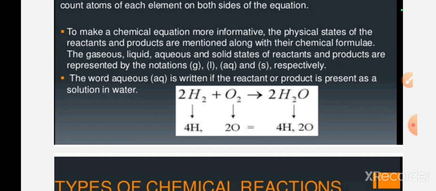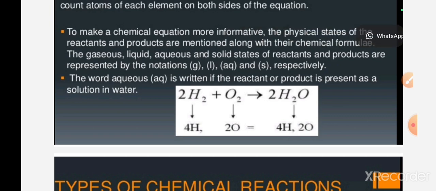Make a chemical equation more informative. The physical states of the reactants and products are mentioned along with their chemical formulae. The gaseous, liquid, aqueous, and solid states of reactants and products are represented by notations.